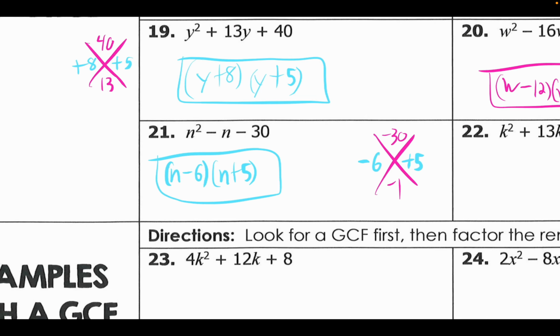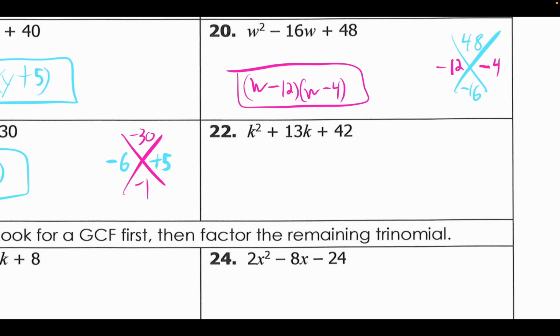There we go. Number 22 here. 42 at the top and 13 at the bottom. And it'd be both positive, and it'd be a 7 and a 6 or a 6 and a 7. So it'd be k plus 7 and k plus 6.